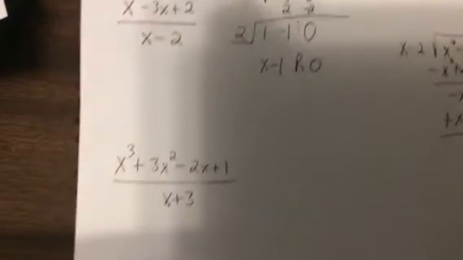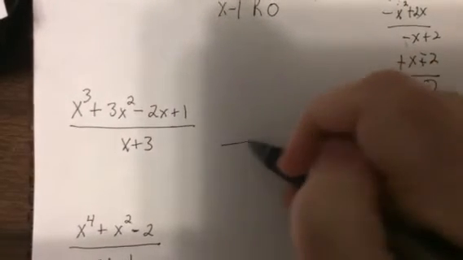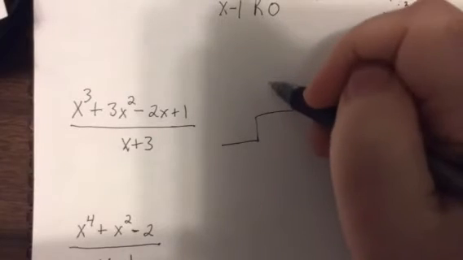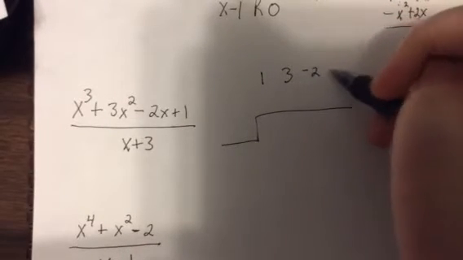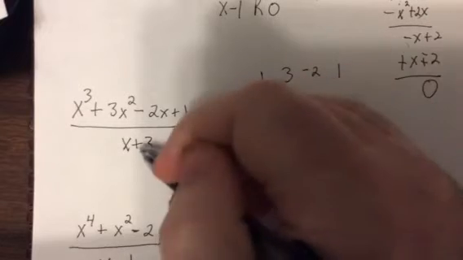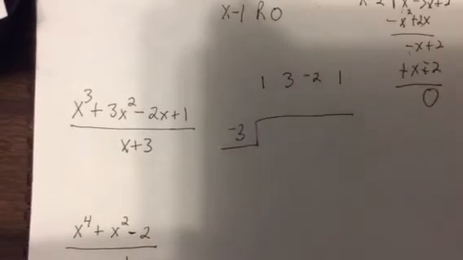So, let's try another one. You put the coefficients. It'd be 1, 3, -2, 1. -3, always the opposite.